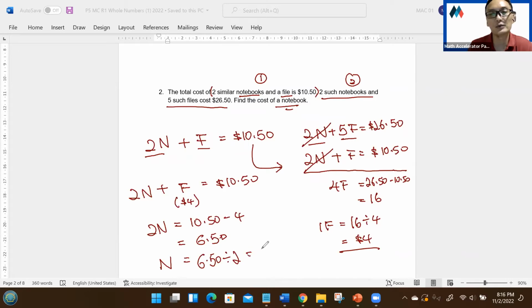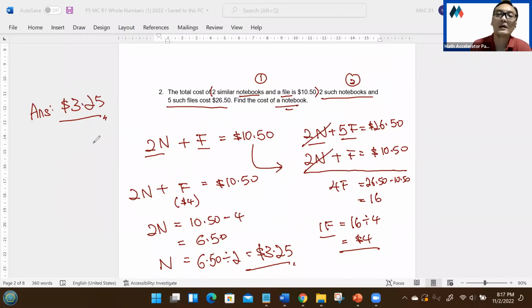So divide by 2, you should get $3.25, right? So that's the answer. So we always look for the part that we can eliminate easily. That's number 1 before we work out. So we find out one item already, then from one item we can substitute and find the other items. So the answer to this question is $3.25, right?